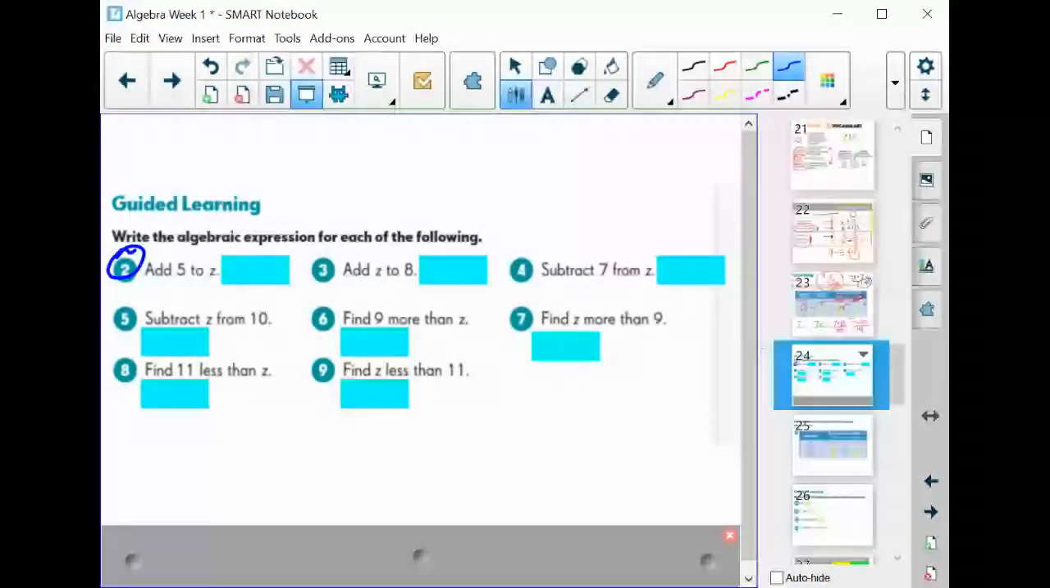Now we know with our properties of math that addition order does not matter. So how this expression could look, all we're going to do is write 5 plus z. You could also write that as z plus 5. These have the same meaning. That's it. Okay, now we're going to skip this one.